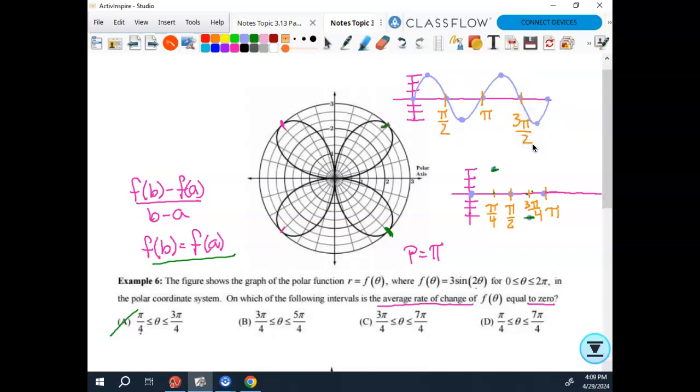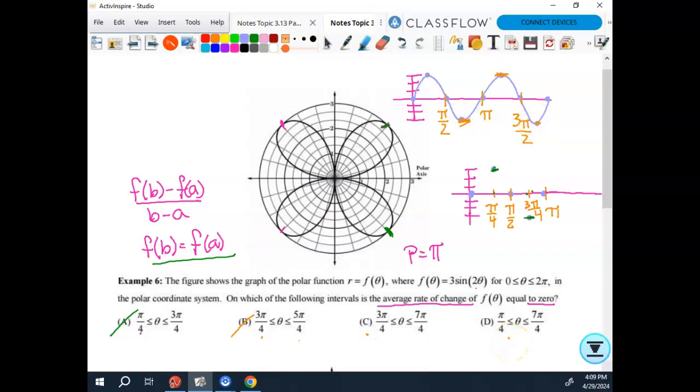Okay, so we already decided we didn't like A. Now, if this is pi halves, this is pi fourths, this is 3 pi fourths. So here we're going 3 pi fourths to 5 pi fourths. 3 pi fourths to 5 pi fourths. Those are not the same. I don't like B. 3 pi fourths, which is right here, and 7 pi fourths, which is right here, they have the same y value. I think I like C.